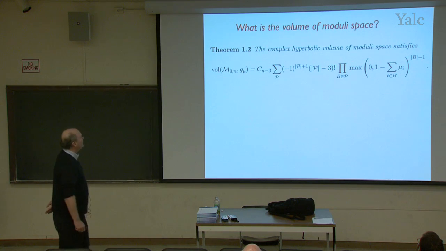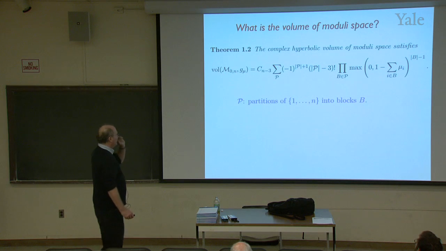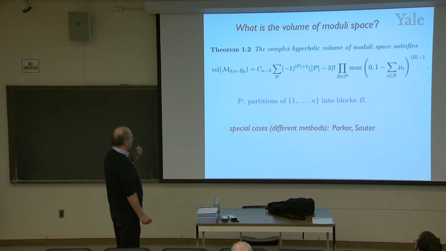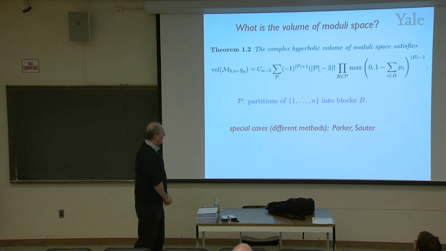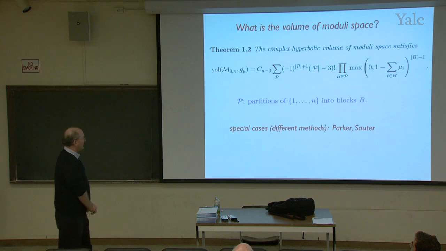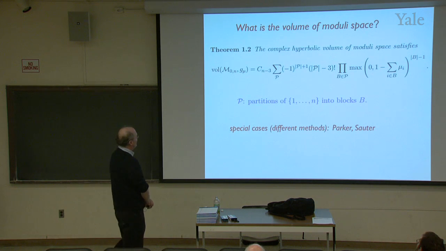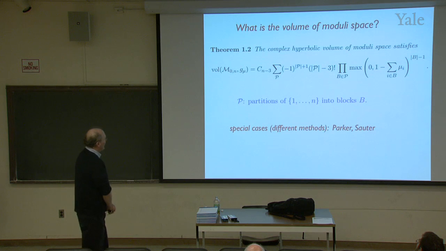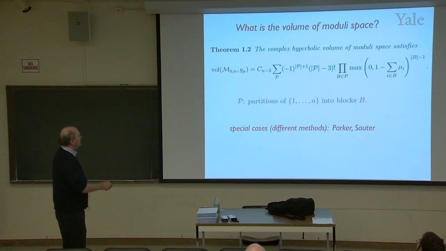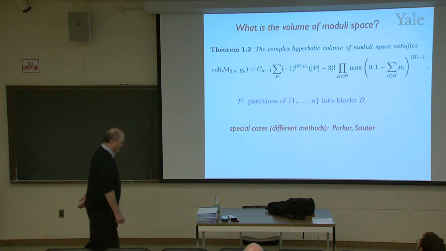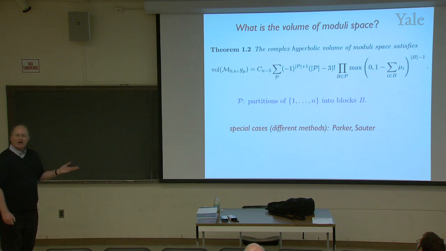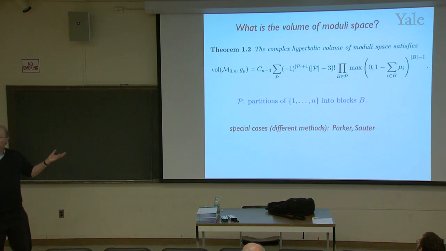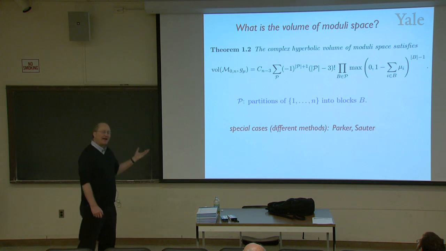Okay, so there's a formula for the volume, and this is just explaining what the formula is. I should say that this formula was derived in special cases by other, different and also very interesting methods, by Parker and Sauter. Okay, so what I'd like to do is explain where this formula comes from, why it's useful, and resolve the paradox of the fact that I'm computing the hyperbolic volume of something that doesn't have a hyperbolic metric.